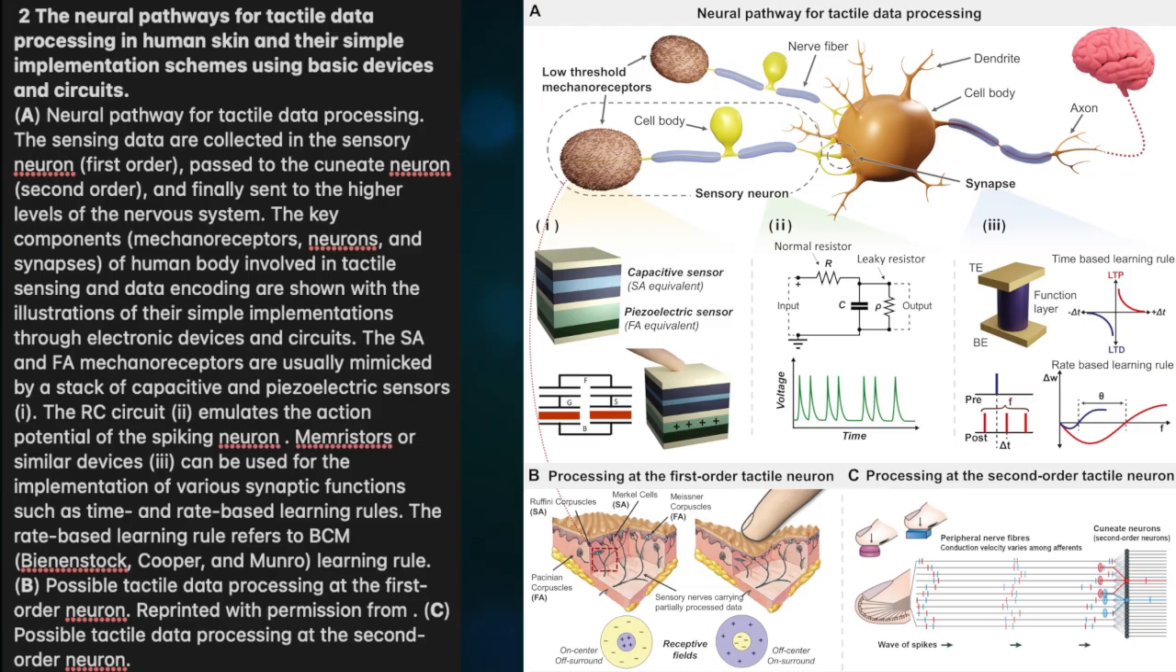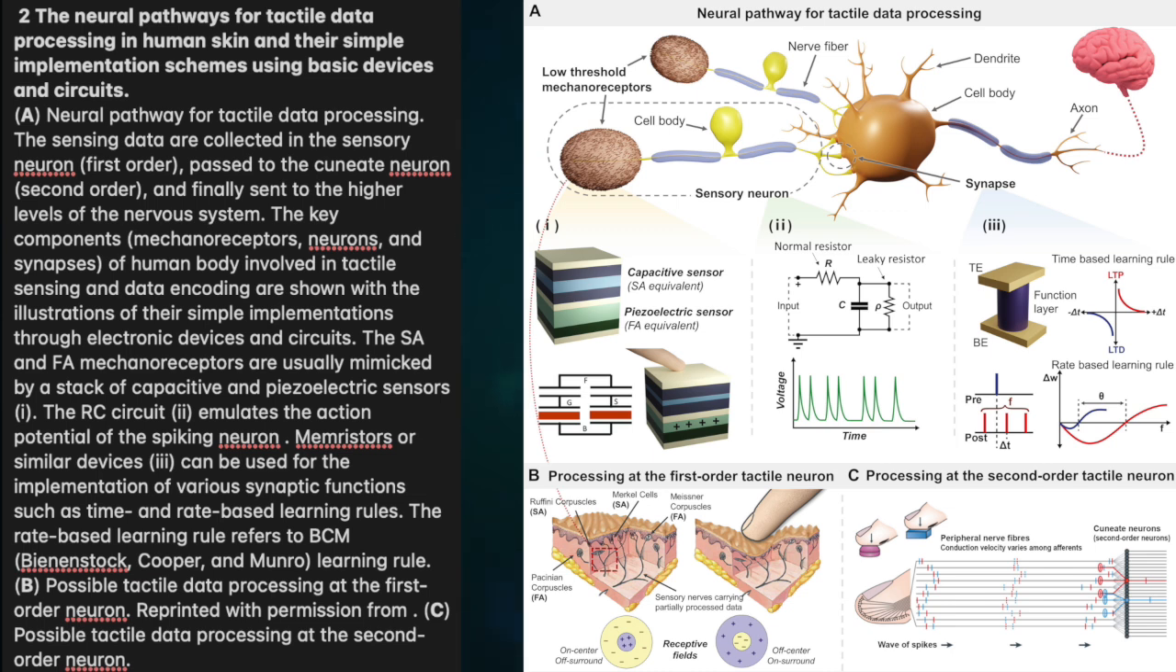The neural pathways for tactile data processing in human skin and their simple implementation schemes using basic devices and circuits. A neural pathway for tactile data processing. The sensing data are collected in the sensory neuron, first order, passed to the cuneate neuron, second order, and finally sent to the higher levels of the nervous system.